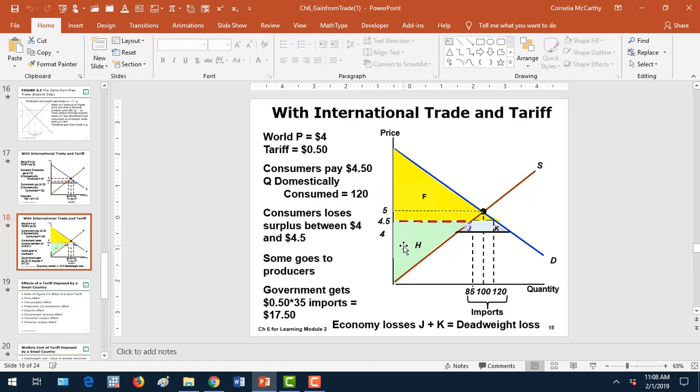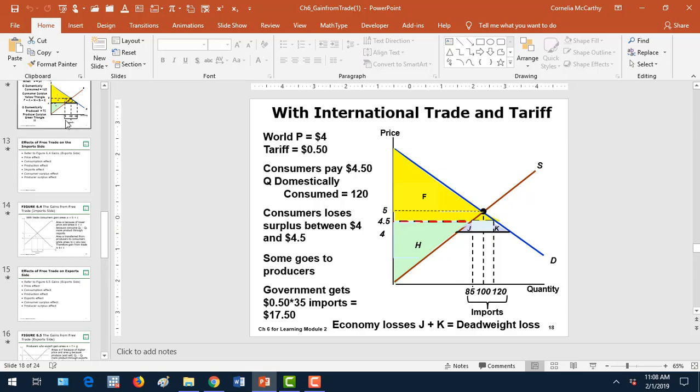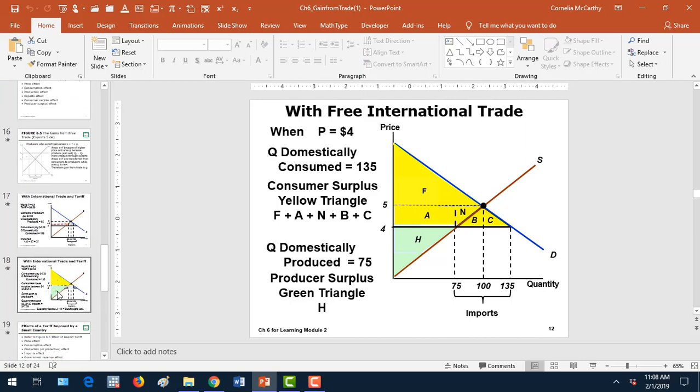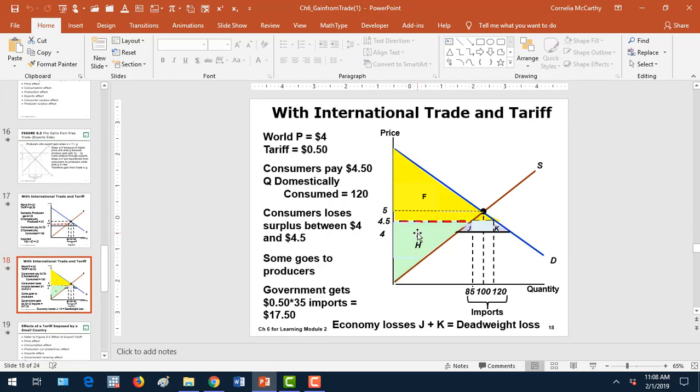The producer surplus is going to be this area labeled H. And in fact, that's going to come back. The area labeled A that was consumer surplus with free trade, at least part of it, is now going to be incorporated into H. Half of it stays with the consumers because they pay $4.50 instead of $5, and half of it becomes part of the producer surplus at home.